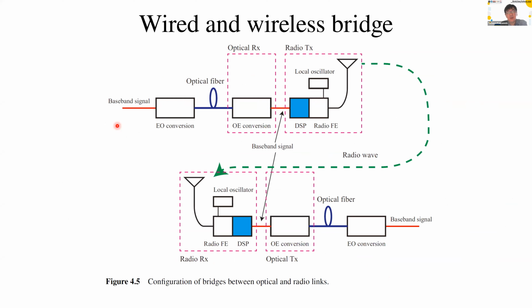Here is the baseband signal, and the baseband signal is converted into an optical signal. And at the interface, we should have the optical receiver and the radio transmitter. And the radio signal should be converted into a baseband signal, and we should have the optical transmitter. So the setup will be very complicated. There are so many conversions.